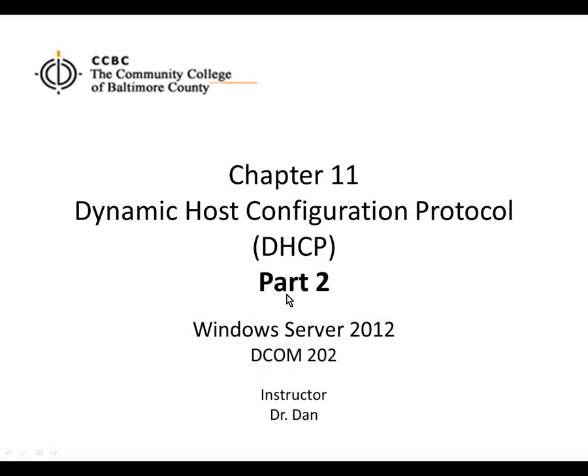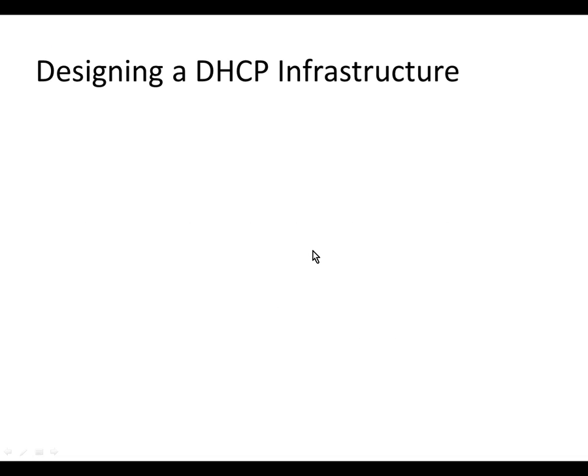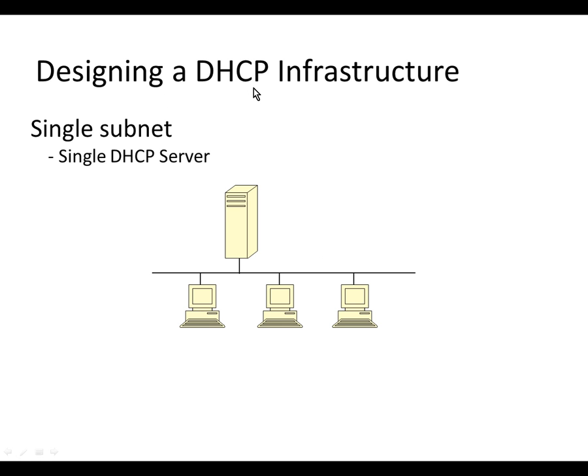We are now on part 2 of Chapter 11, DHCP. In this section, we're going to talk about designing a DHCP infrastructure. Now, if you have only a single subnet, well, that's real easy. All you need is a single DHCP server.